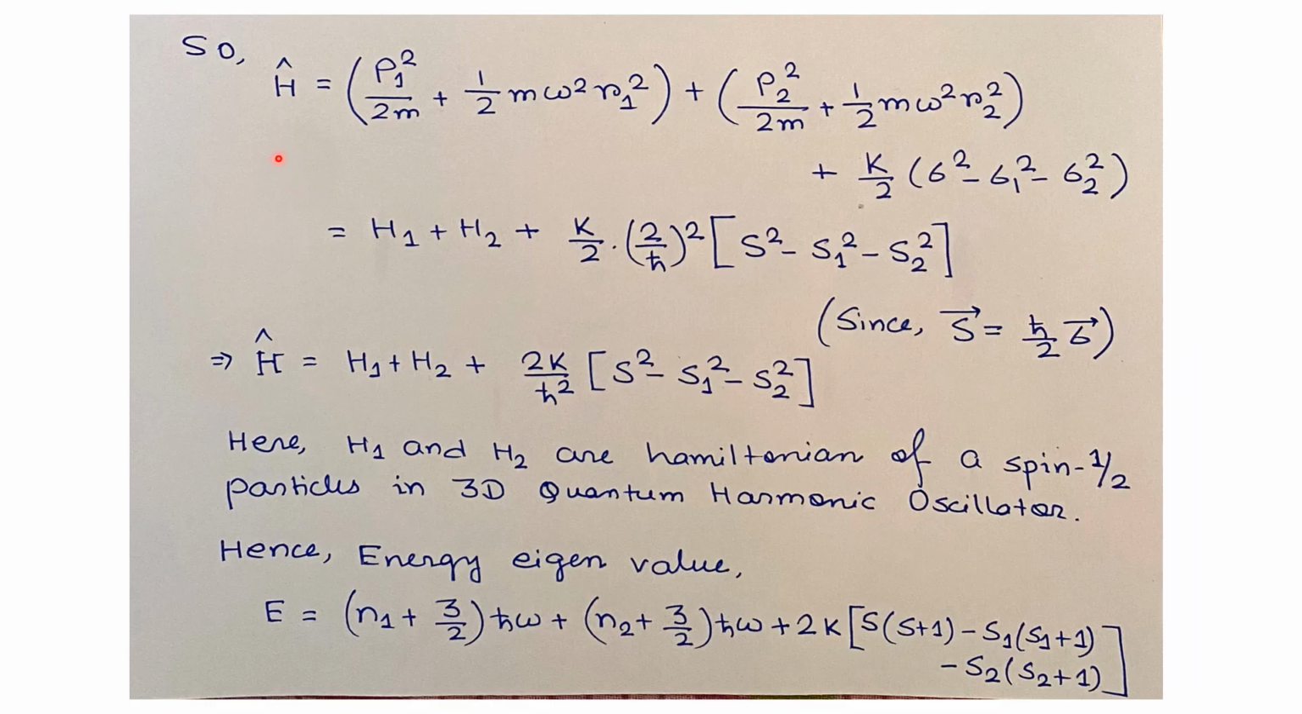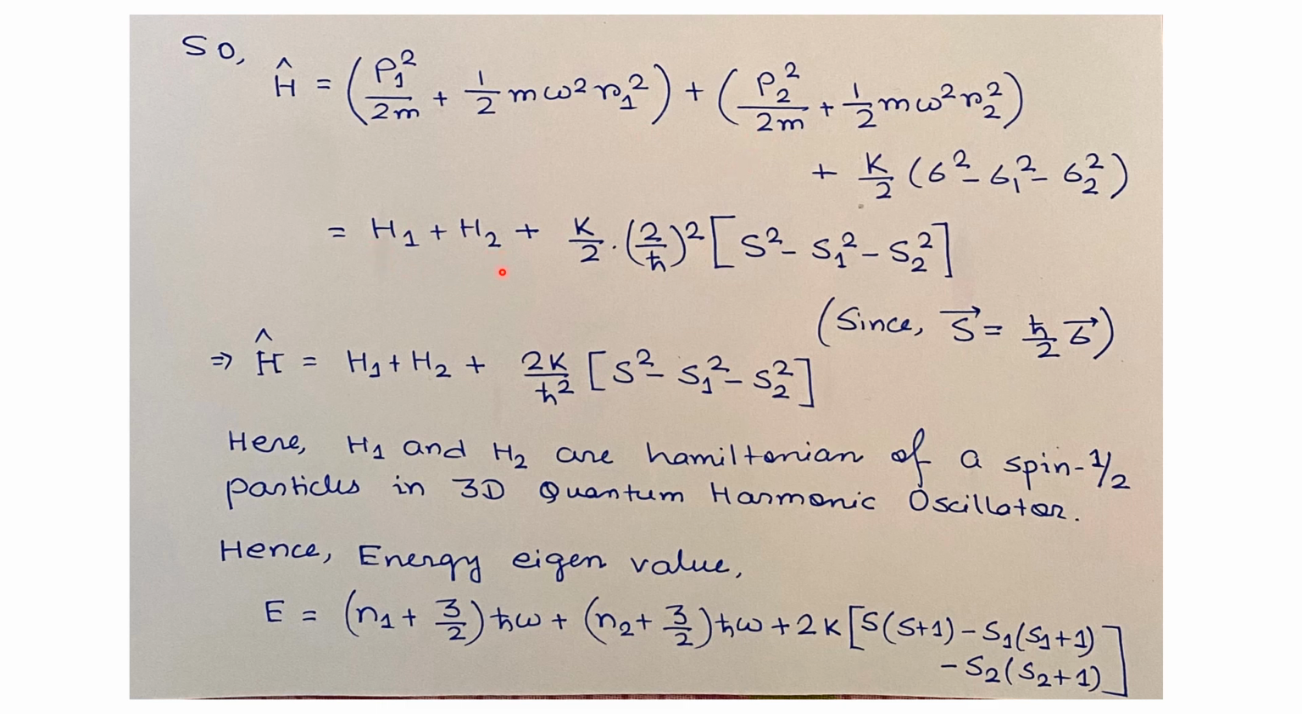So, we have the Hamiltonian p1²/2m + (1/2) m ω² r1². This is the three-dimensional simple harmonic oscillator potential for the first spin-half particle, and similarly for the second spin-half particle we have this three-dimensional quantum harmonic oscillator potential, that is p2²/2m + (1/2) m ω² r2², and the spin-spin coupling term we have rearranged as k/2 times (σ² − σ1² − σ2²). So, we are denoting the first term as H1 and the second as H2.